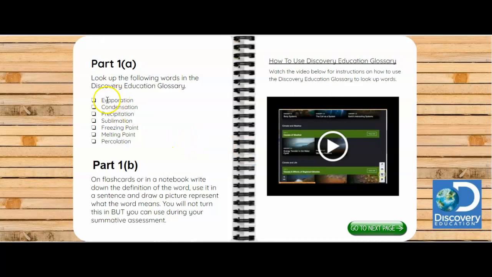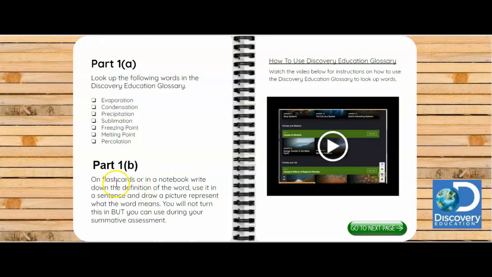You're going to look up the words evaporation, condensation, precipitation, sublimation, freezing point, melting point, and percolation. So that's part 1A. Look up those words and make sure you know how to look them up.